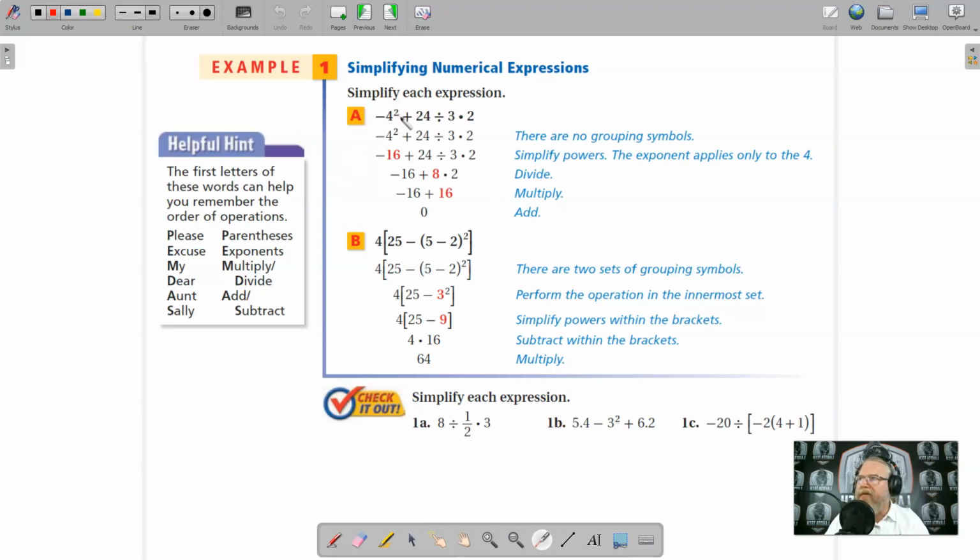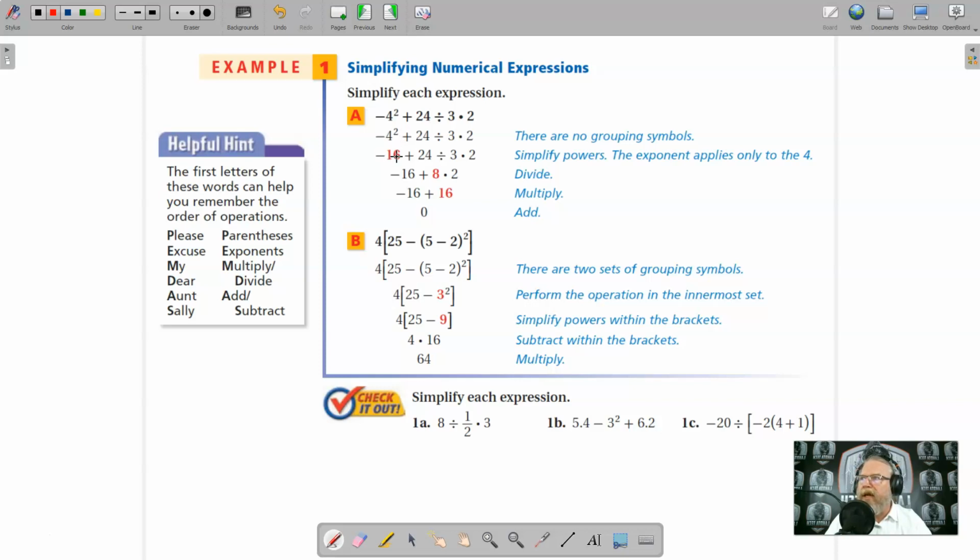Here we have negative 4 squared plus 24 divided by 3 times 2. So let's rewrite the expression. We have no grouping symbols, so it's the same thing on this line. Next, we need to simplify the powers, E for exponents. So we have negative 4 squared. Now, be careful here. If there were parentheses here, then that would be negative 4 times negative 4. But since we don't have parentheses, the exponent only applies to the 4 itself. So 4 times 4 is 16, and we simplify that to negative 16.